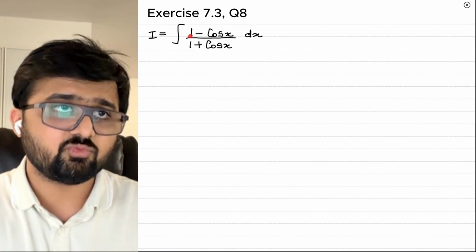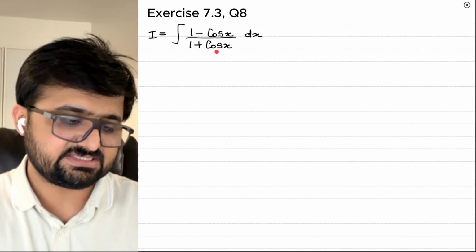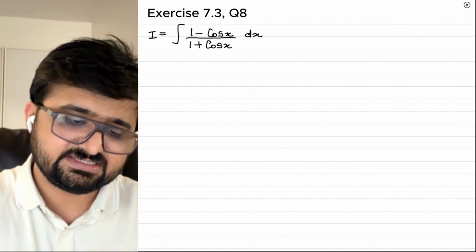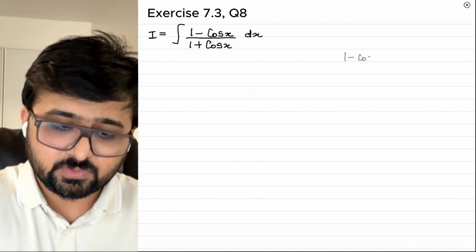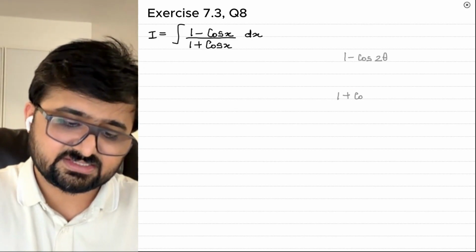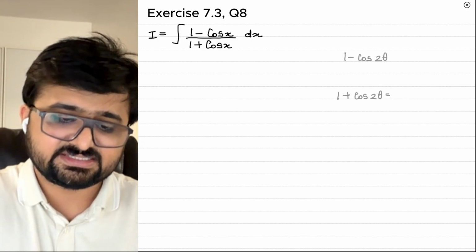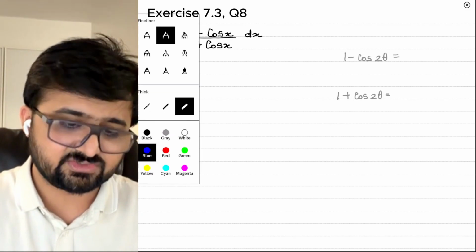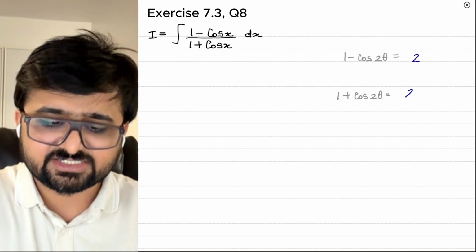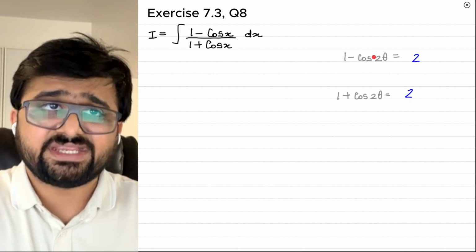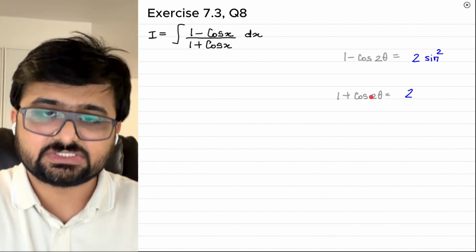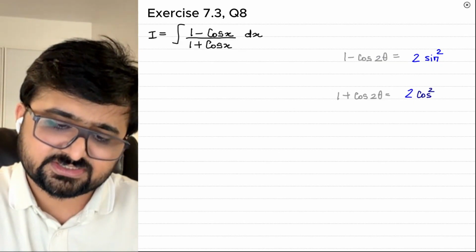It says integration of 1 minus cos x divided by 1 plus cos x. Now, whenever in integration there is 1 minus cos and 1 plus cos, there is a standard formula that we use, whether it is 1 minus cos 2 theta or 1 plus cos 2 theta. Both formulas start with 2. If it is 1 minus cos, the formula is 2 sine square. And if it is 1 plus cos, the formula is 2 cos square.